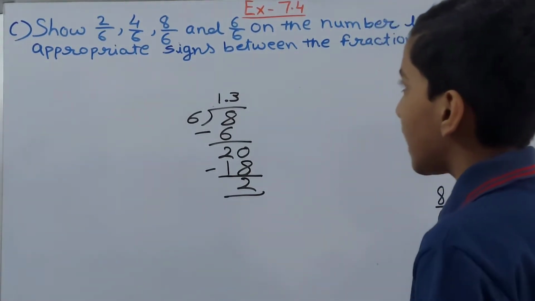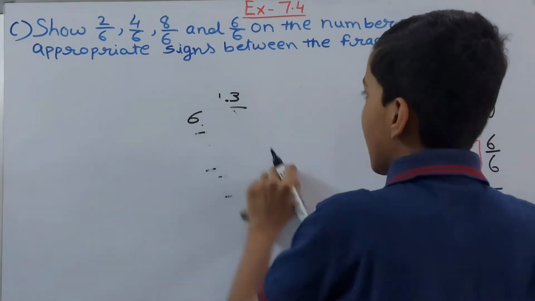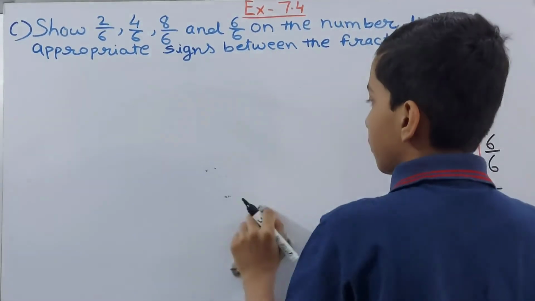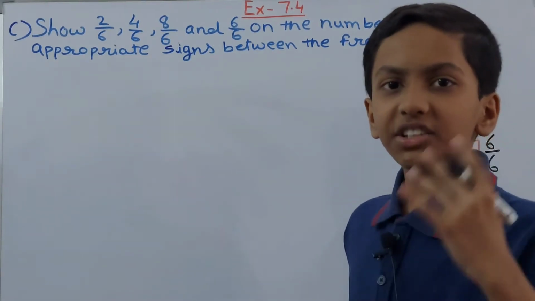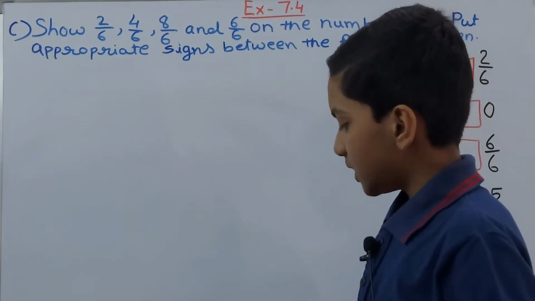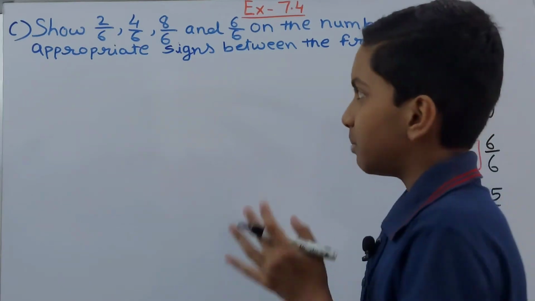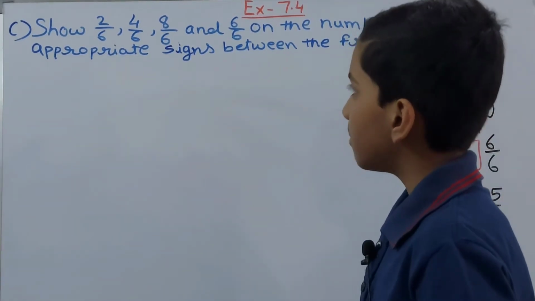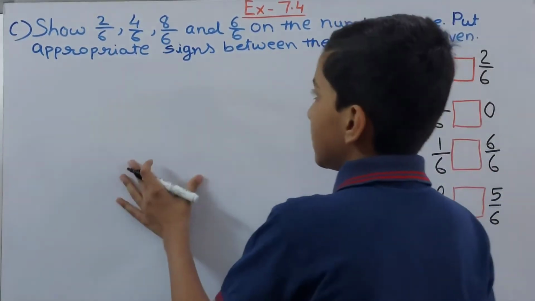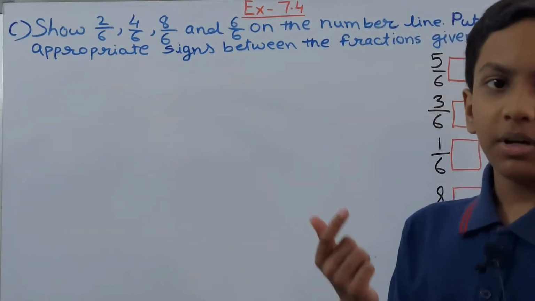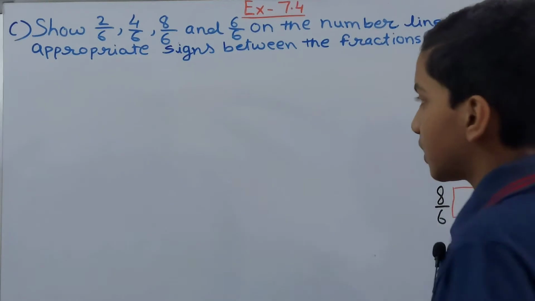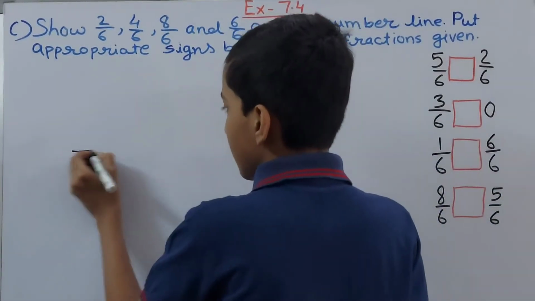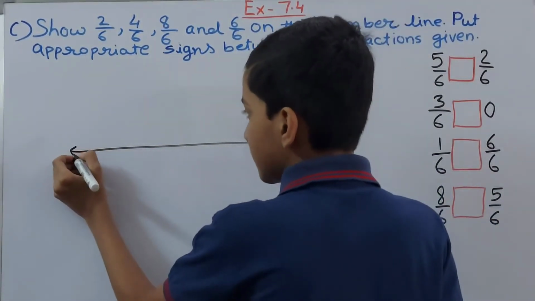So as you can see, if we start writing the fractions from 0 and make the number line till 2 whole numbers, then we will be able to label these fractions on the number line, and we will divide each whole number into 6 parts because the denominator is 6. Okay, so quickly let's make a number line.